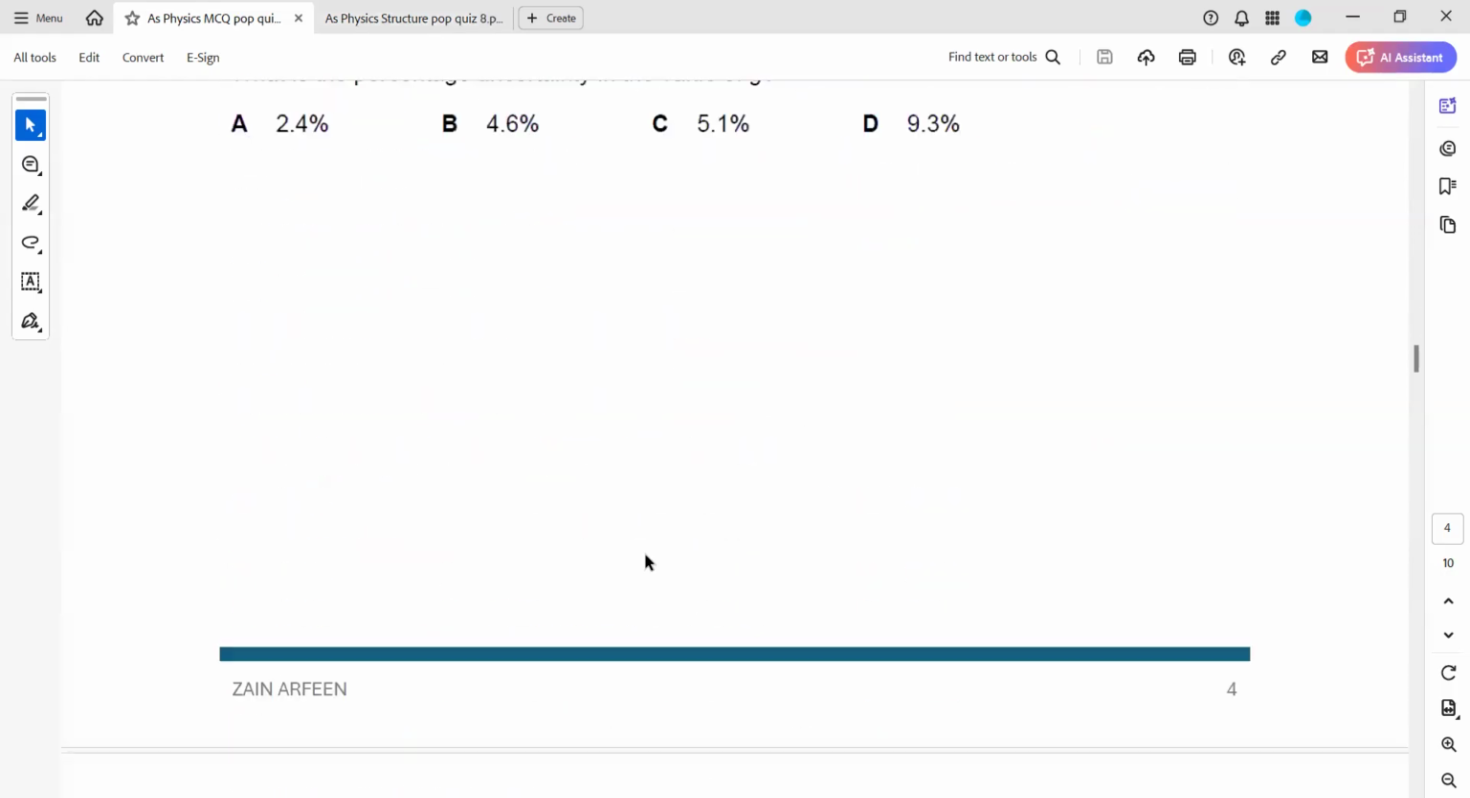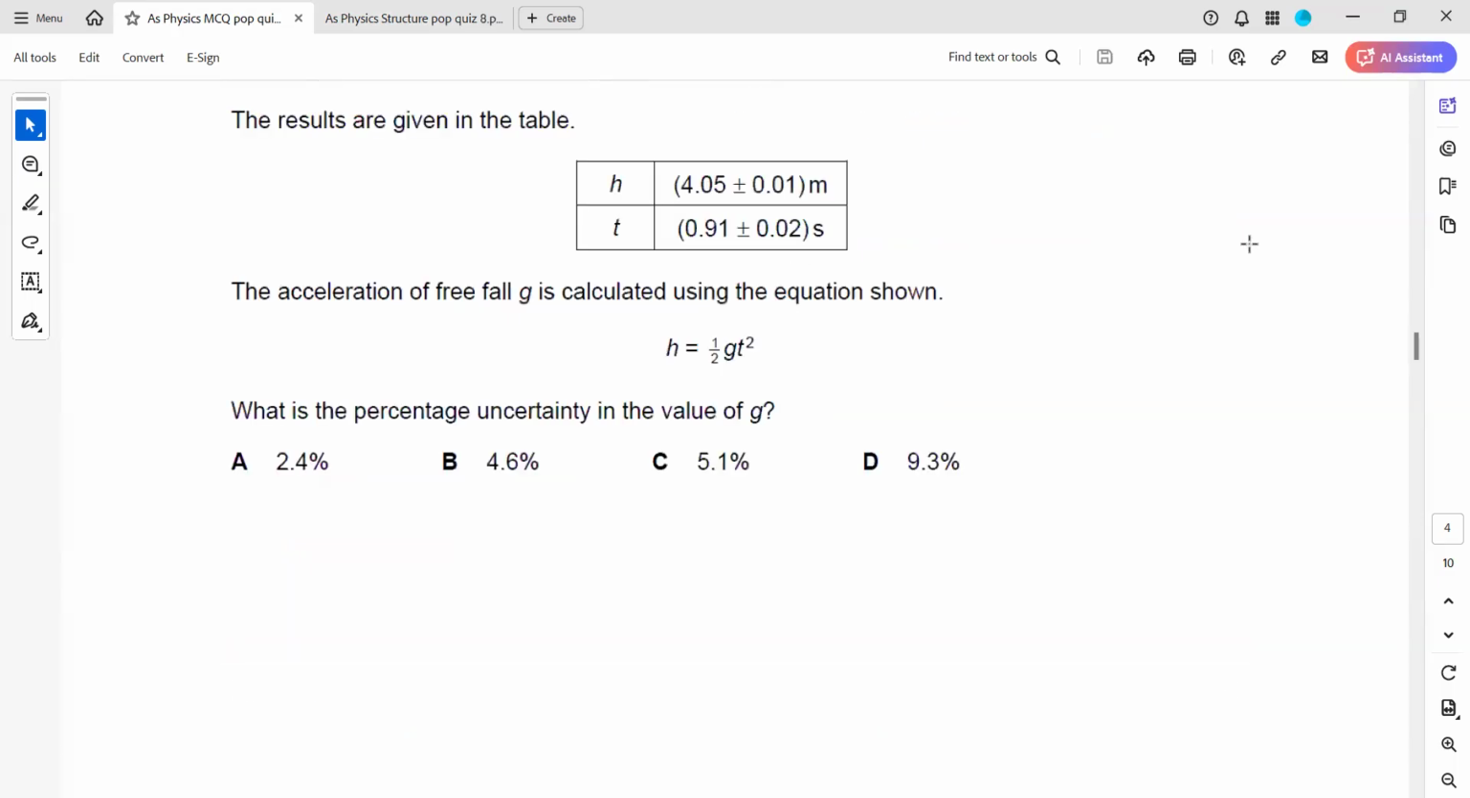Question 5, any doubt? In question 5, what is the percentage uncertainty in the value of g? So how will you find g? It will be 2h divided by t squared equals g. So the percentage uncertainty in g will be the percentage uncertainty in height plus the percentage uncertainty in t squared.